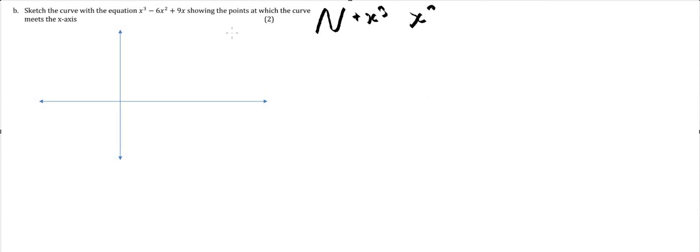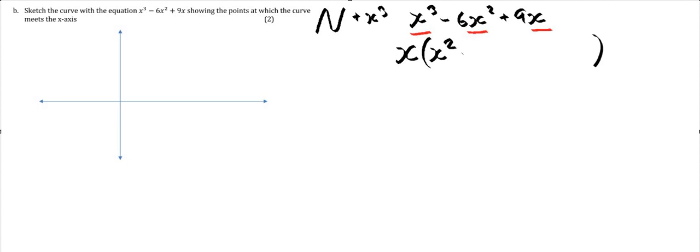So I've got x cubed minus 6x squared plus 9x. I can see straight away that the common factor is x. So we'll take out the common factor of x and put the rest in the bracket. I divide x cubed by x and I get x squared, I divide 6x squared by x and I get 6x, and I divide 9x by x and I get 9. So I've got my first root, which is x.